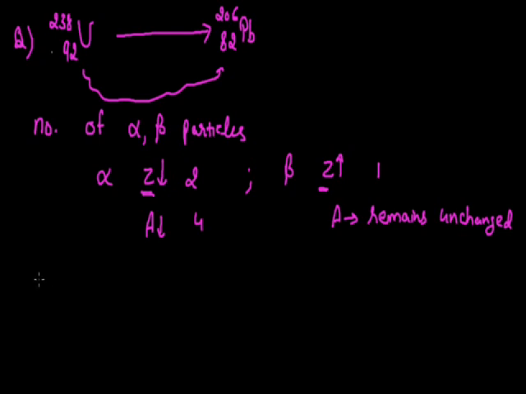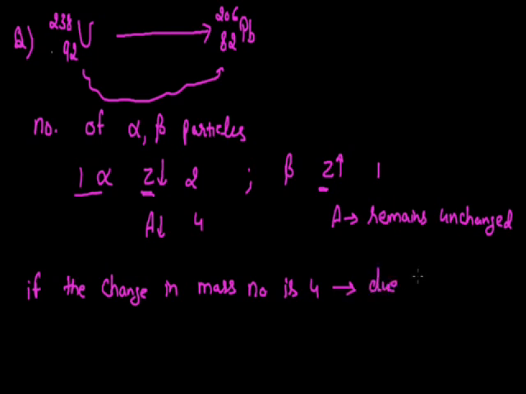As we know, whenever the change in mass number occurs by the value 4, it is due to the emission of one alpha particle. So here we can write that if the change in mass number, or this decrease, is 4, then this is due to the emission of one alpha particle.